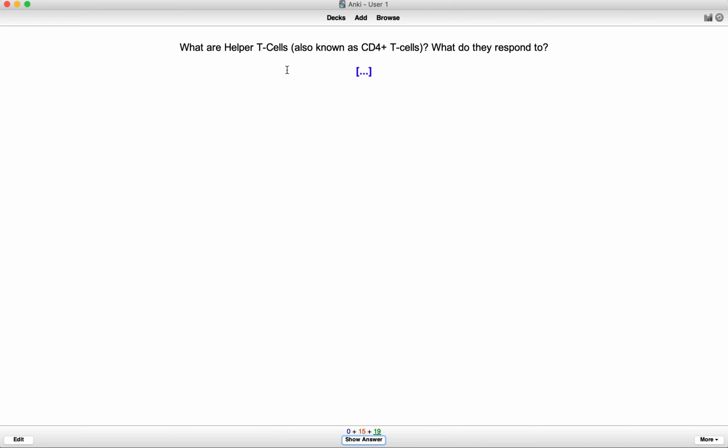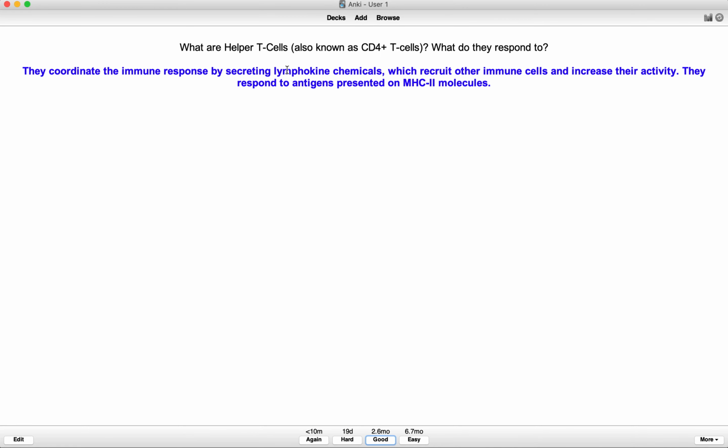What are helper T cells? They coordinate the immune response by secreting lymphokine chemicals, not cytokine, lymphokine chemicals, which recruit other immune cells and increase their activity. It's kind of the same thing. They respond to antigens presented on MHC class 2 molecules specifically.